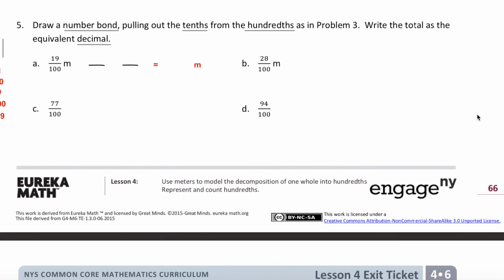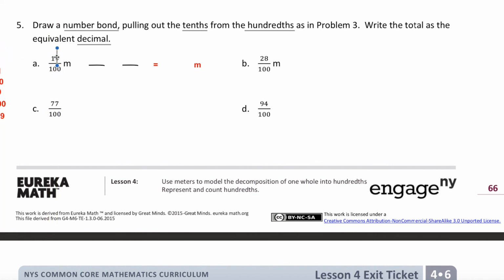Now, last question. Number 5. Draw a number bond, pulling out the tenths from the hundredths as in problem 3. Write the total as the equivalent decimal. Okay? So, we're creating a number bond. Okay? I'm just going to do letter A for you guys. Okay? Because we did the number bond in problem 3. So, what do I suggest you guys always do? Break it down in the middle.